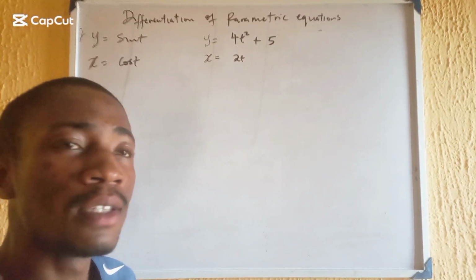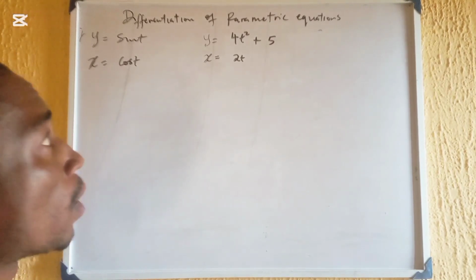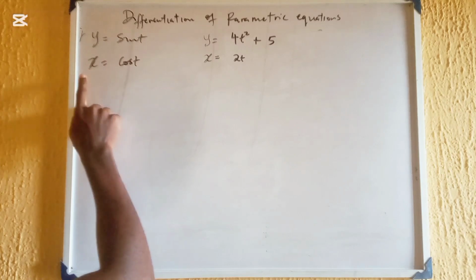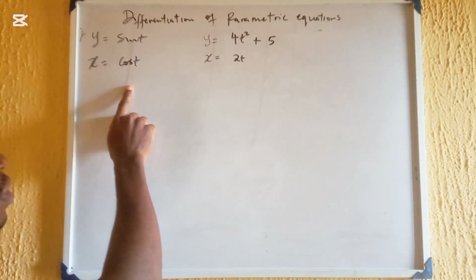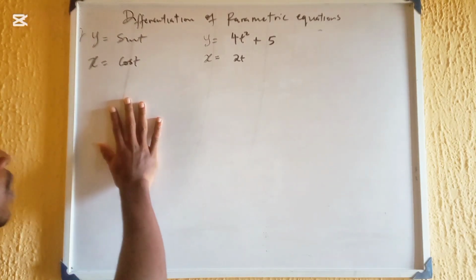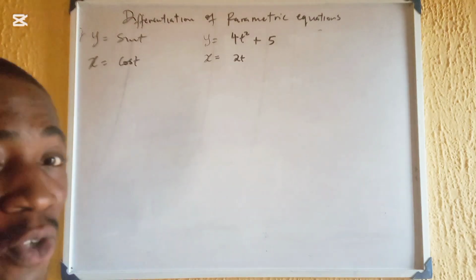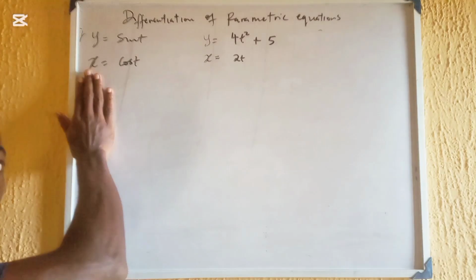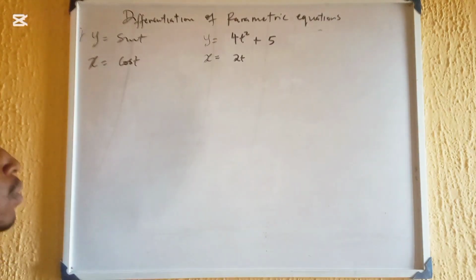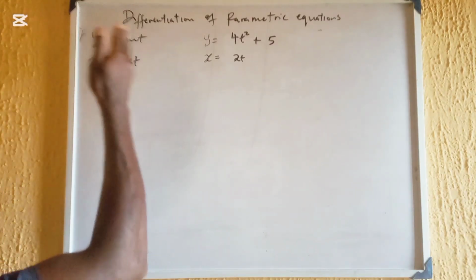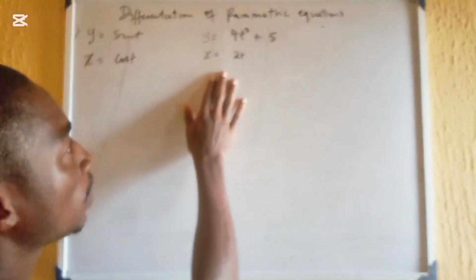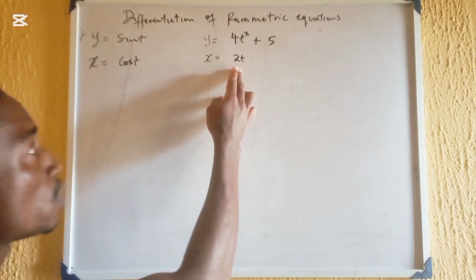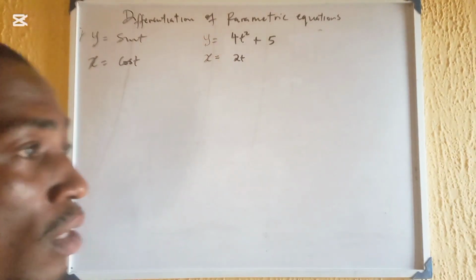The next thing we are looking at is the differentiation of parametric equations. For example, we have y equal to sin t and x equal to cos t. So why are they called parametric equations? Because both x and y are functions of an independent variable t. So you can see that x is not an independent variable, it's a dependent variable. It's dependent on t. Likewise, y is dependent on t. The same thing applies to this. y is a function of t and x is a function of t. So since both are functions of t, how do we get our dy/dx?